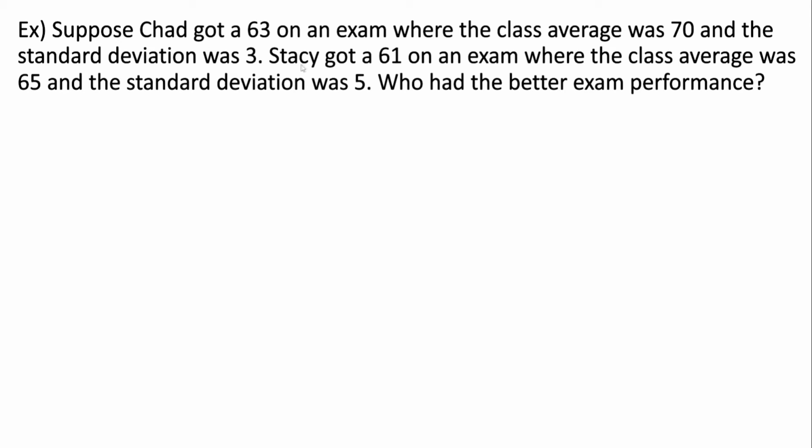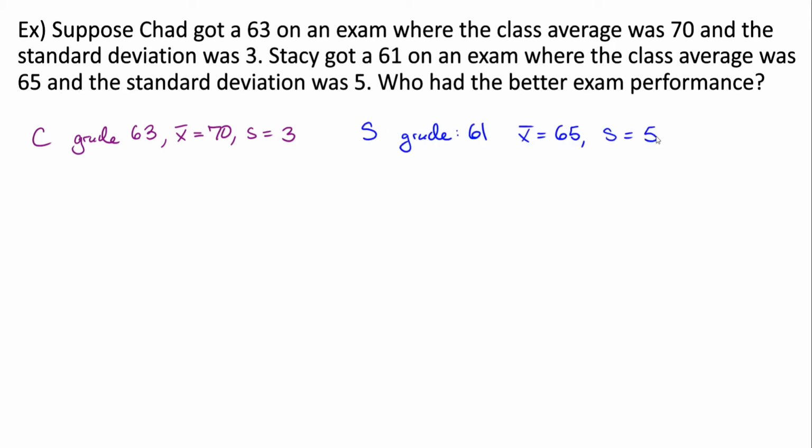So here we're going to suppose Chad got a 63 on an exam where the class average was 70 and the standard deviation was 3. So first we'll make a note of that. Next we're told Stacy got a 61 on the exam where the class average was 65 and the standard deviation was 5. So we'll make a note of that information. Now we want to figure out who had the better exam performance.